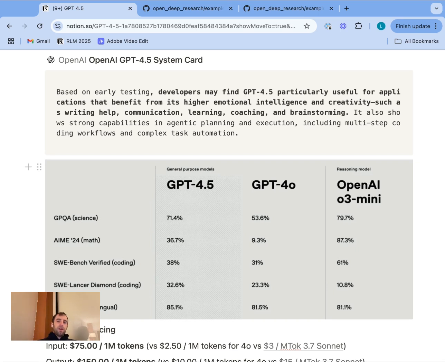What's interesting is just from general pre-training scaling, we can see GPT-4.5 is notably better than 4.0 across a number of these challenges. That's really the insight here, that this won't exceed reasoning models in narrow domains like coding, STEM, but they get generally better due to scaling or pre-training. And the system card talks about specifically, developers may find 4.5 particularly useful in applications that benefit from higher EQ, creativity like writing help, communication, coaching.